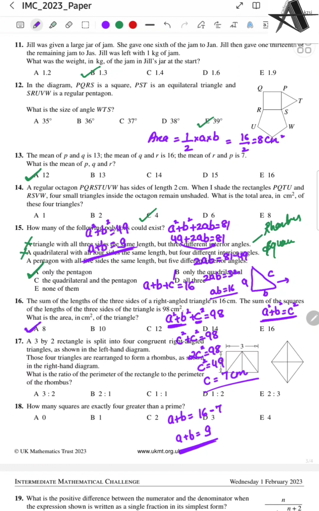I know the space is not good. Obviously, it's very congested. But I have written this one. Let me move on to the next question.